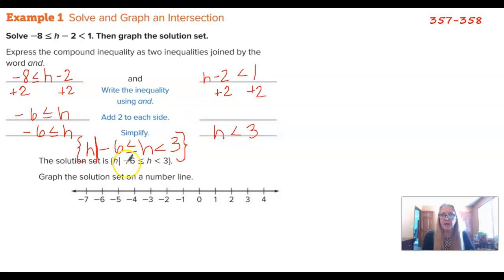So then when we go to graph it, okay, -6 is going to have a solid dot. So we put a solid dot at -6, and we want to show that h is numbers greater than that. So we're going to be shading in this direction. But 3 is our other cutoff, and it's going to be an open circle here. So we're going to have an open circle at 3, and we want to show h's numbers less than 3. So what we're going to end up having is the shading in between -6 and 3 with an open circle here and a closed circle here. That's how you do it.